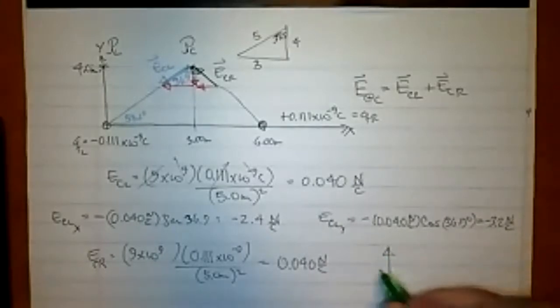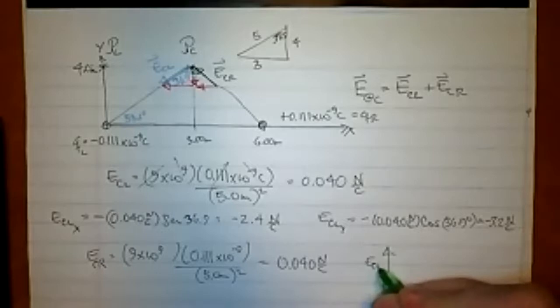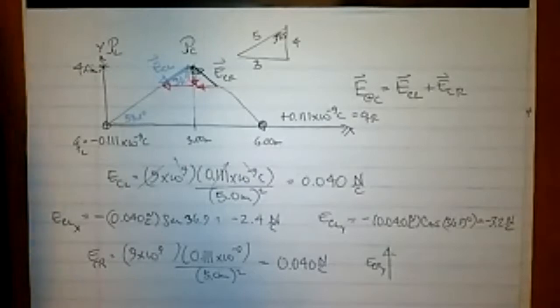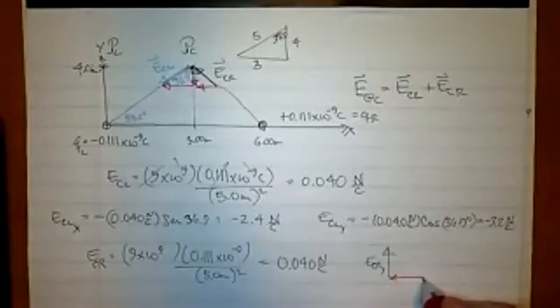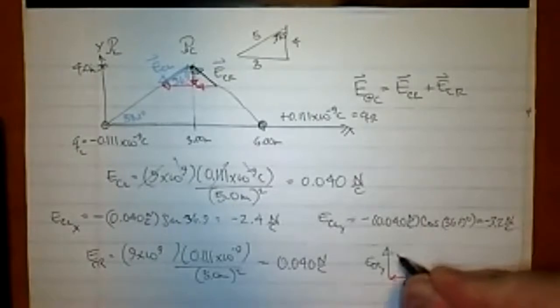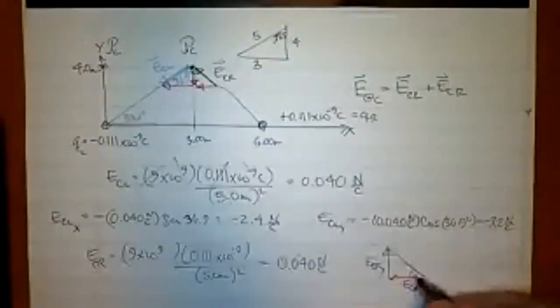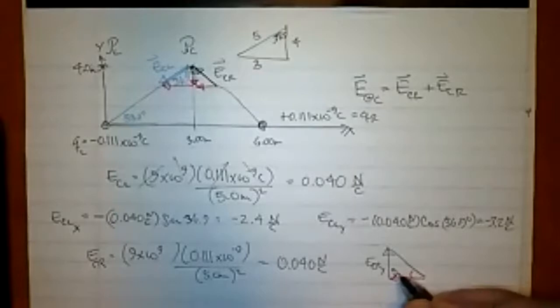Now I can look at that triangle a little closer, and what I see is a Y component that way. So this is E_CY, and an X component this way. And of course, the total vector, the total electric field, is along the hypotenuse, but that angle right there is 36.9, or you could say this angle right here, which is the same as this, is 53.1 degrees.